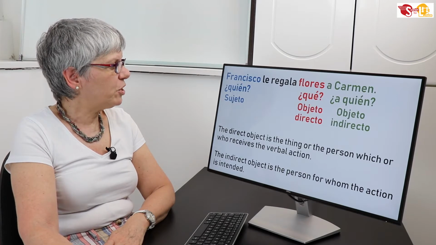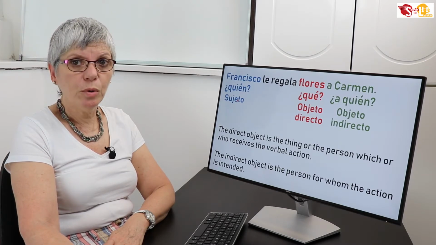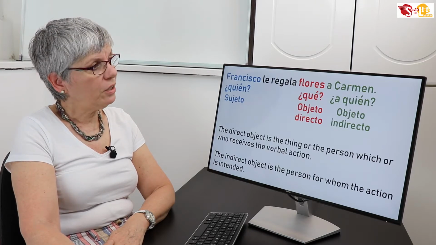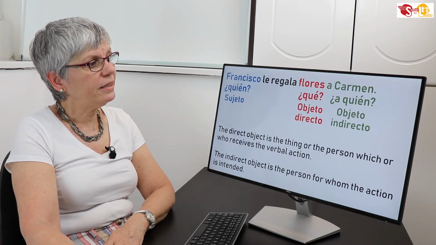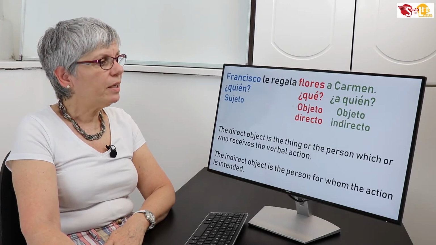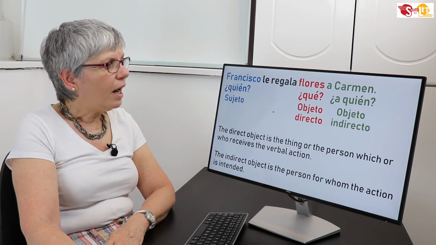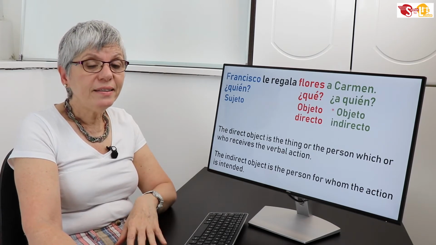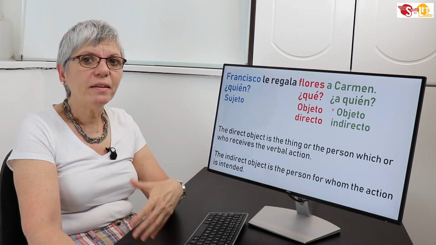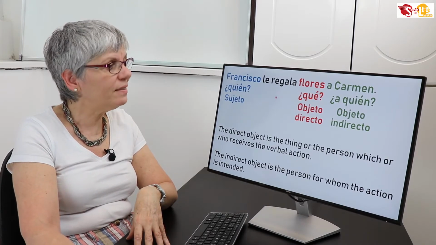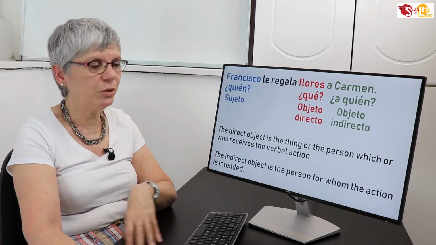I put the subject, or sujeto, in blue, the direct object, or objeto directo, in red, and the indirect object, or objeto indirecto, in green. Remember, this is very simple, and if you understand this, you will understand not only this lesson, but also other aspects of the language very clearly. So this is really useful for you.